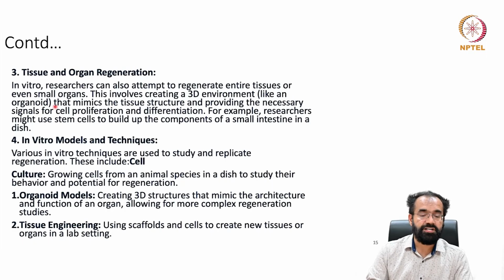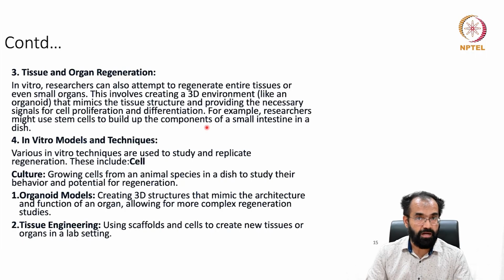Tissue and organ regeneration. In vitro, researchers can also attempt to regenerate entire tissues or even small organs. This involves creating a 3D environment like an organoid that mimics tissue structure and providing the necessary signals for cell proliferation and differentiation. For example, researchers might use cells to build up the components of a small intestine or lung, etc., or a muscle fiber.